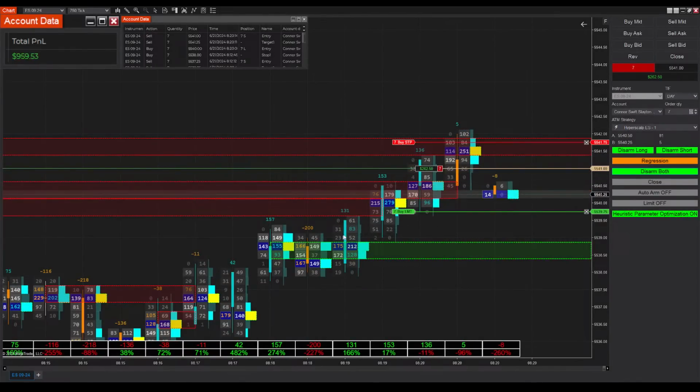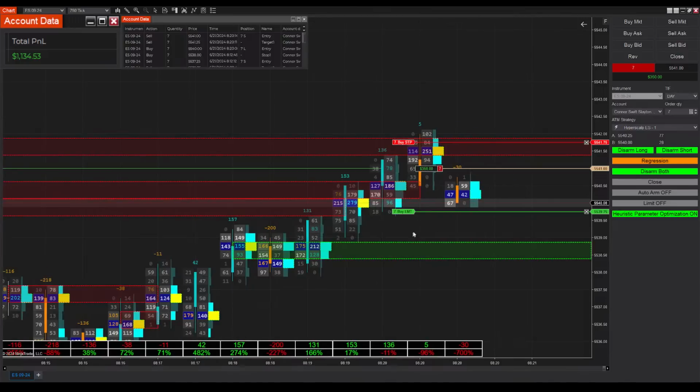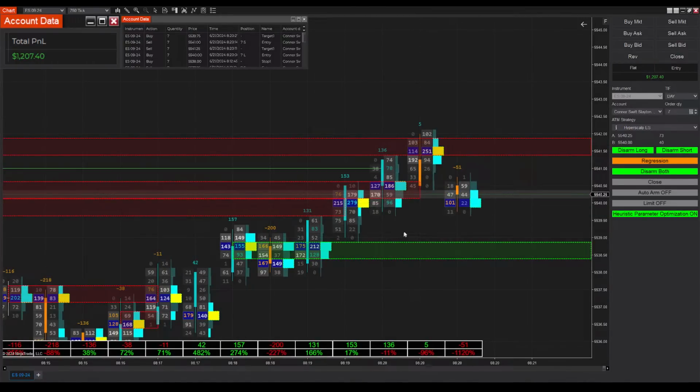Just got filled into a short position. Hits our automatic stop chase. We're running into some resistance at this point, or support. It's better observation on that. But we end up winning that one as well. So now we're above $1,000.